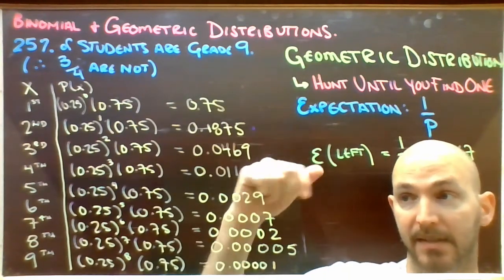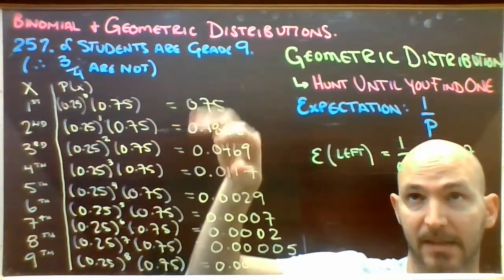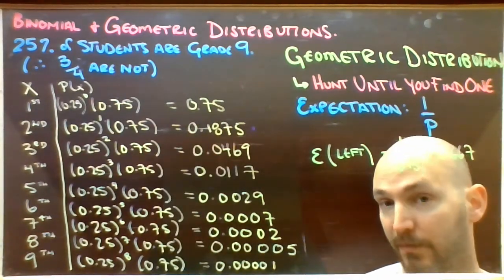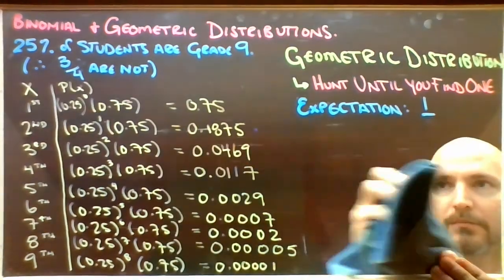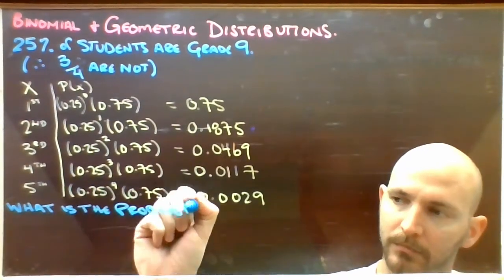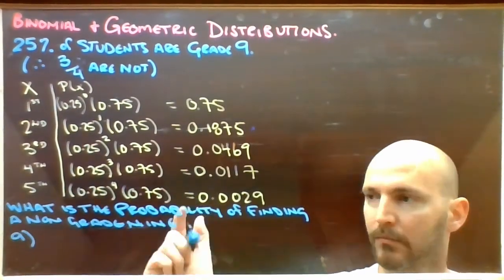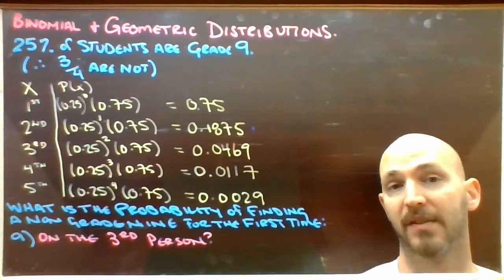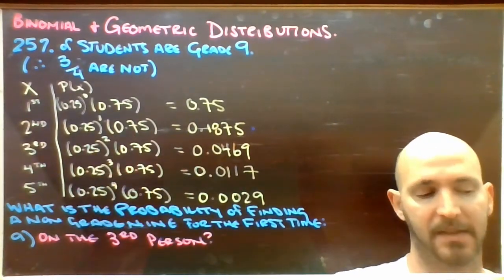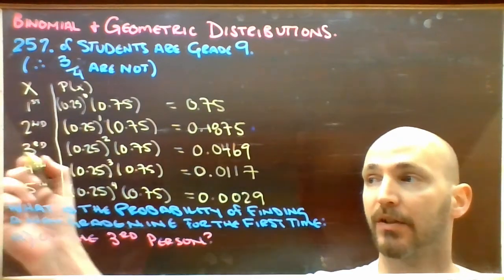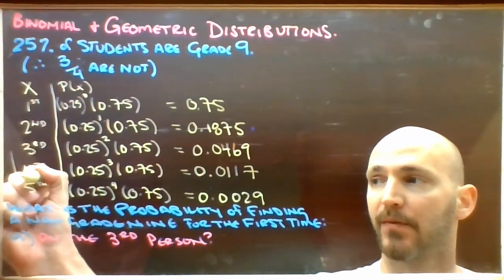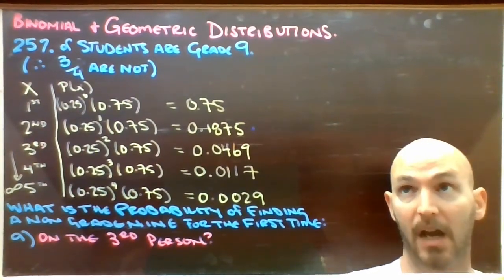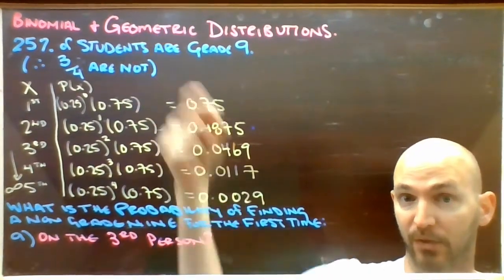So I'm going to get this out of the way, and I'm going to ask a few questions about probabilities of finding people. This is how these questions work. I've generated this table, and I need to acknowledge that this table does in fact go on to infinity. It never stops because it's a geometric distribution.